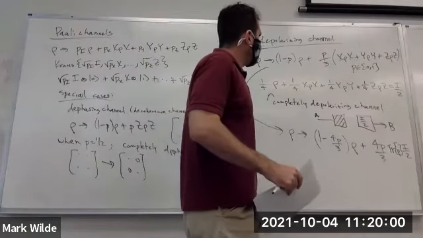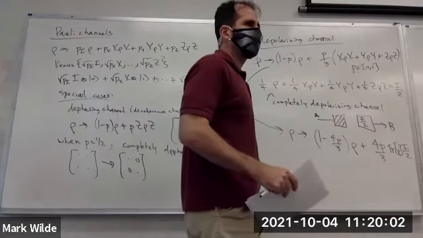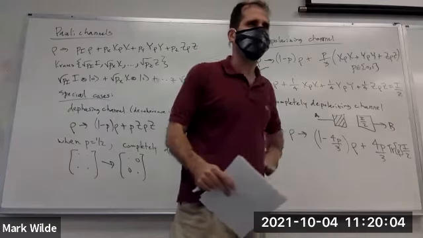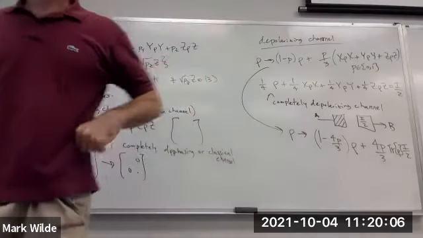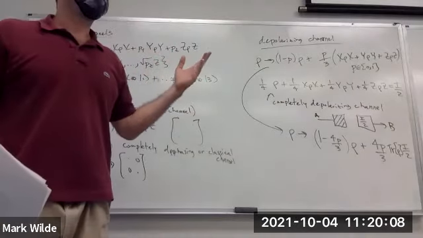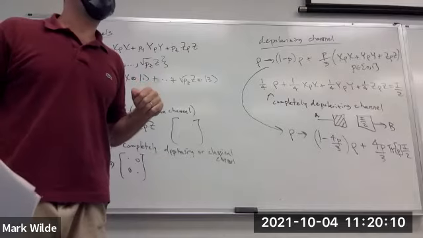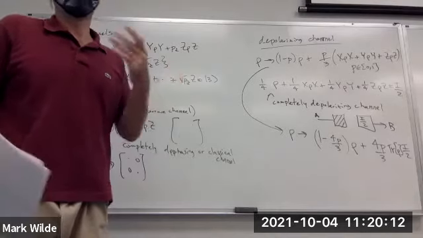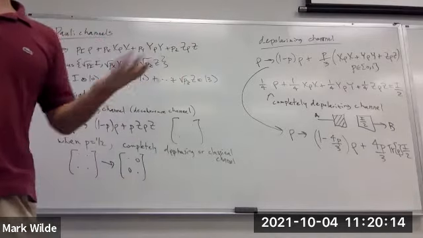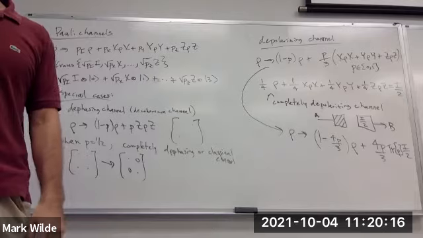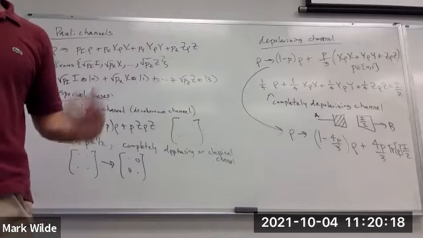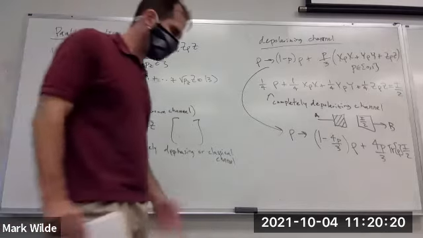This channel has been a puzzle in quantum Shannon theory for a long time. It's very easy to write down, but no one has figured out its quantum capacity. This has been open since the dawn of quantum Shannon theory. And people have tried to work on this for a long time.